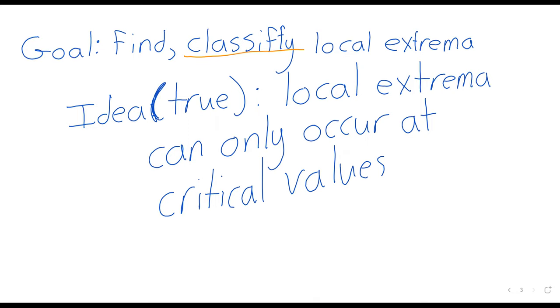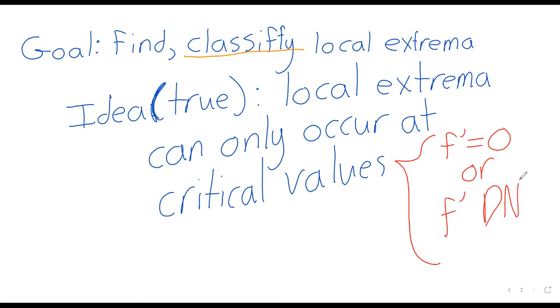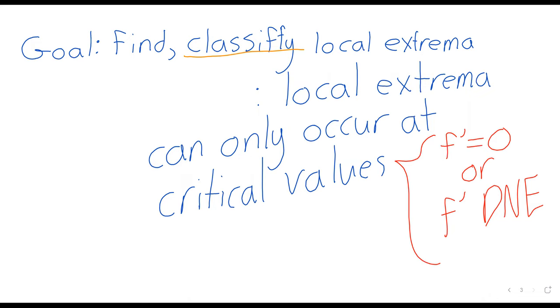And let's very briefly remind ourselves, we saw critical values back in section 4.1. A critical value is a value where the derivative is zero or the derivative does not exist. So this is a starting point. That's what I was trying to get at here. It's a starting point. But we're going to have to do some more work to really make this work for us.